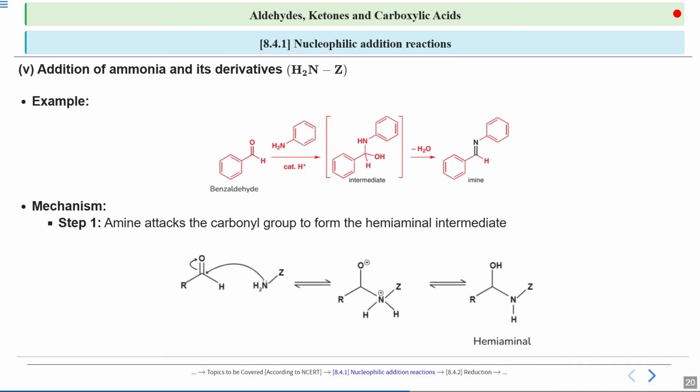Now in this tetrahedral intermediate, the nitrogen has a positive charge because it is forming four bonds, and oxygen has a negative charge. The negatively charged oxygen picks up a proton and becomes OH, and the positively charged nitrogen loses a proton. So oxygen picks up a proton and nitrogen loses a proton, and you get the hemiaminal intermediate.